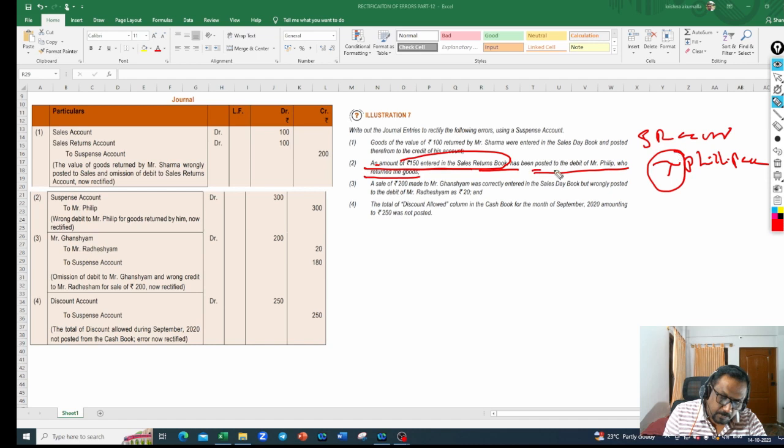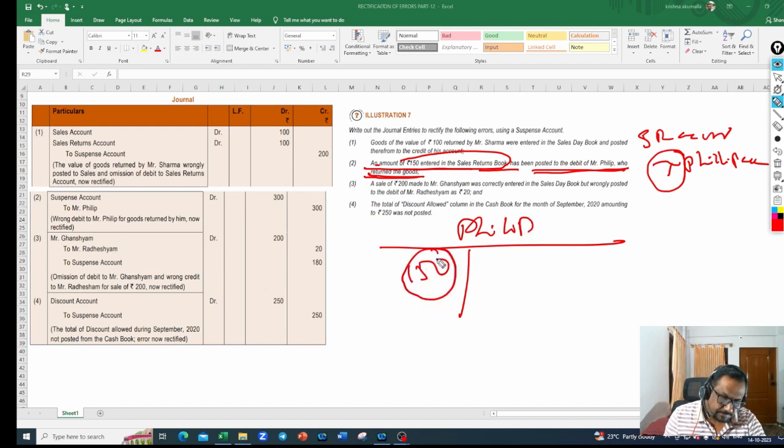But what did they say? Posted to the debit side of the Philip account. So that means if I prepare Philip account, I debited here 150 rupees. But where am I supposed to do it? I'm supposed to credit. But I debited. So to rectify this debit, I need to credit 150. Do you agree with me? So if I credit this 150, what will happen? This 150 credit and this 150 debit will get knocked off. My balance is 0.